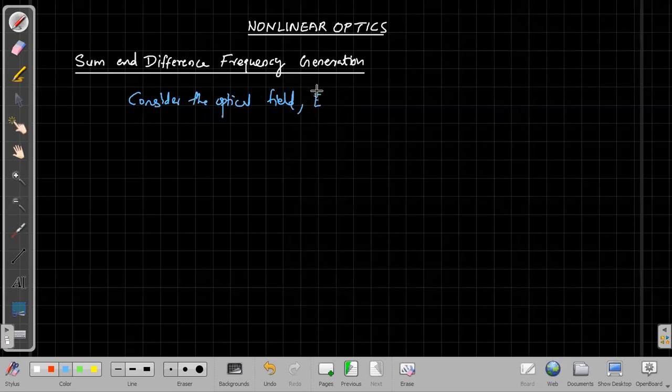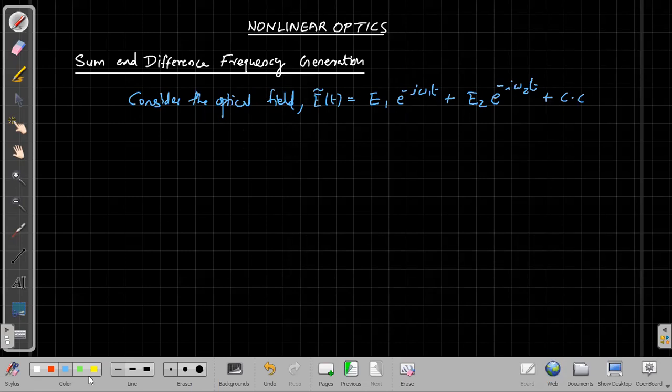You can represent E of t, which can be written as E1 e raised to minus i omega 1 t plus E2 e raised to minus i omega 2 t plus its complex conjugate. So this E1, E2 are the amplitudes of the frequencies omega 1 and omega 2 respectively. So we have two different frequencies, omega 1 and omega 2.